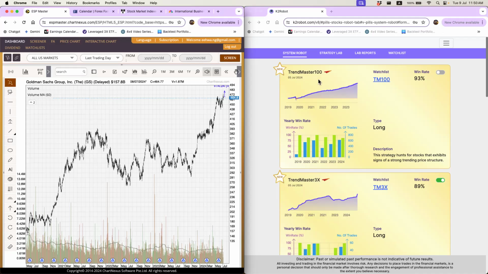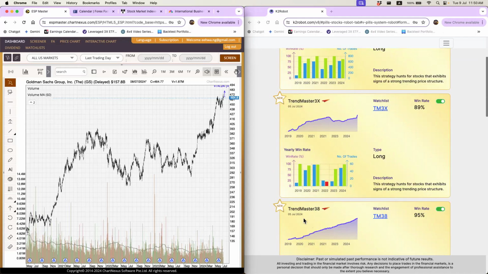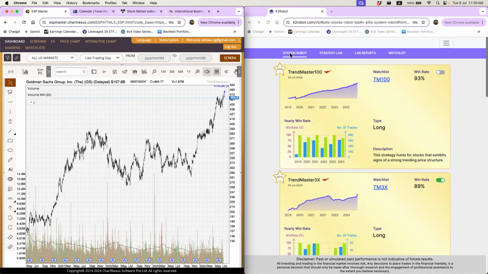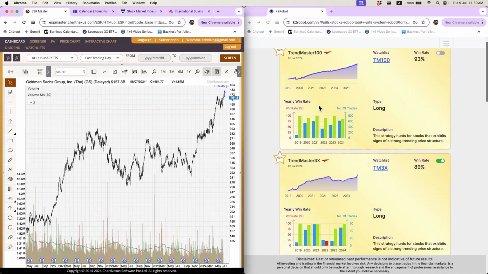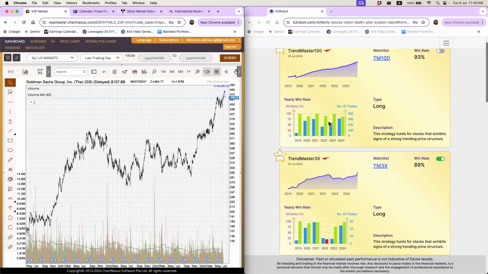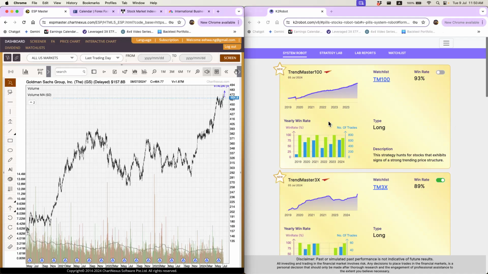We launched TrendMaster 100, TrendMaster 3X, and TrendMaster 38 series of strategy for K2 robot for stocks. Today I want to take this chance to talk about these three robots that are available for use, and what do they do? Also so that you all are clear and know what you're selecting.